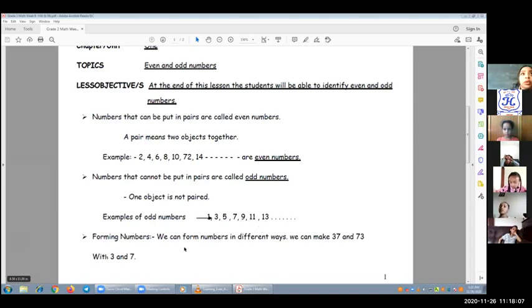So forming numbers, we can form numbers in different ways. We can make 37 and 73 with 3 and 7. Let me show you using this number. For example, this is 6, right? And this is 7. This 6 is a one digit number. 7 is also a one digit number. We can form numbers using these two. We get 67, and we can also get 76. So let me show you a video about forming the numbers and even and odd numbers.